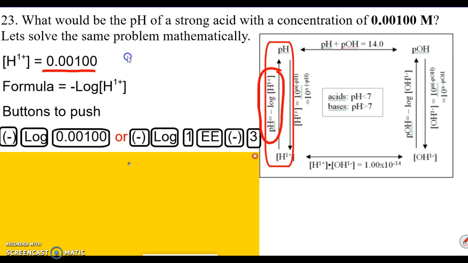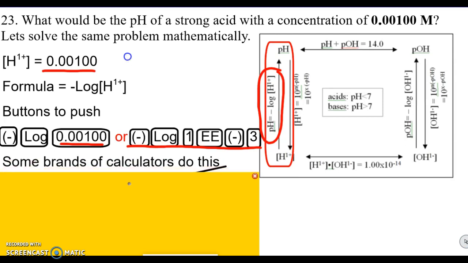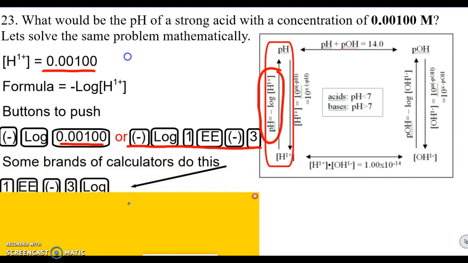You'll type in 0.00100, or you can put it in this way if you want to put it in scientific notation. You will have to put it in scientific notation at some point in time on some of these problems. On some of our other brand calculators, this will be the way that you put it in. 1EE -3, so it's 1 times 10 to the negative third, and then you hit log. So that is a way of putting it in as well.